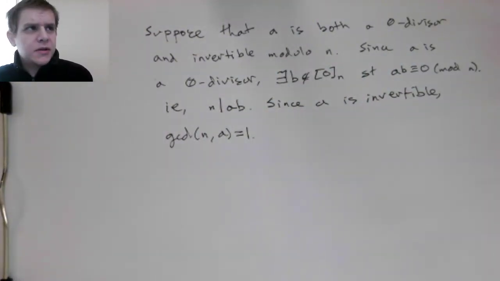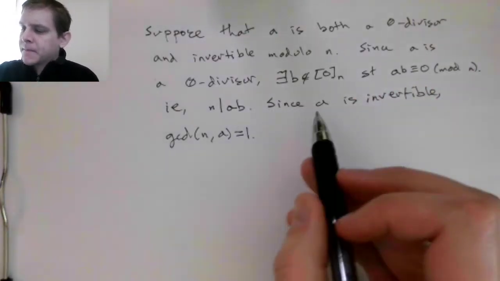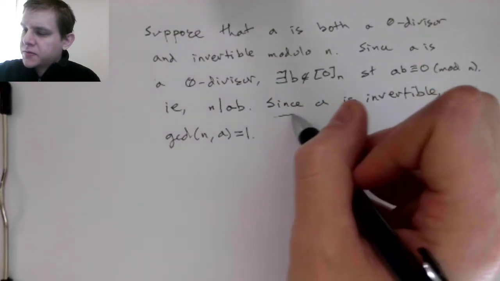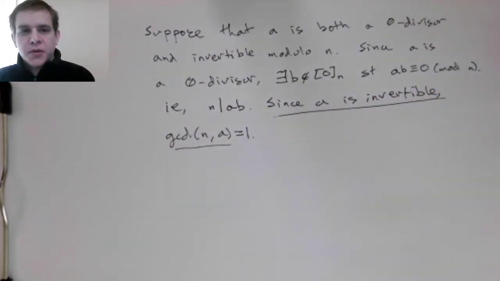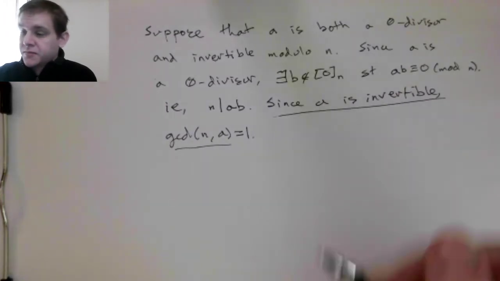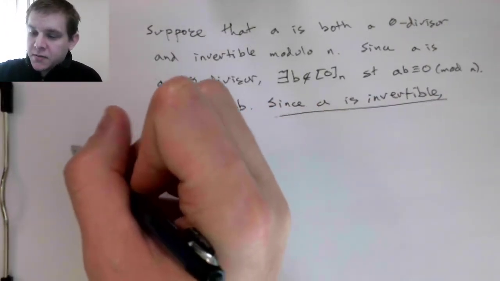Is this something we showed, or did we use this? We didn't use this, so I can't quite... This is not too difficult to prove, that if A is invertible, its GCD is equal to 1. You just take the equation. So here's a proof of this. Let's do it over here on the side.